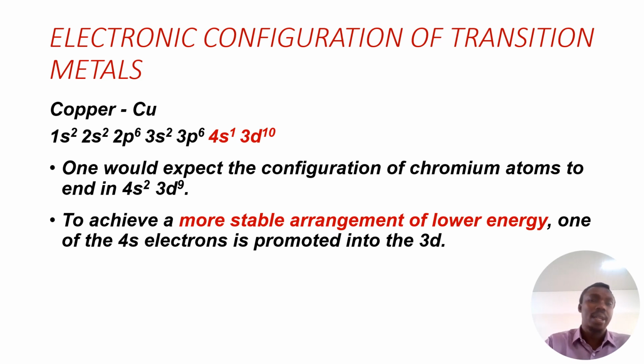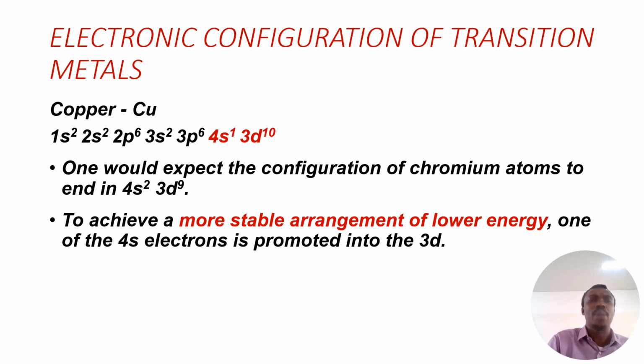So there's an anomalous behavior whereby the 4s is half filled in copper, and the reason is because special stability is assigned to half full and totally full d orbitals. So in copper, the d orbital is totally filled. One would expect the electronic configuration of copper atoms to end in 4s2 3d9. To achieve a more stable arrangement of lower energy, one of the 4s electrons is promoted into the 3d, to give you a totally full d orbital. So special stability is assigned to half full and totally full d orbitals.